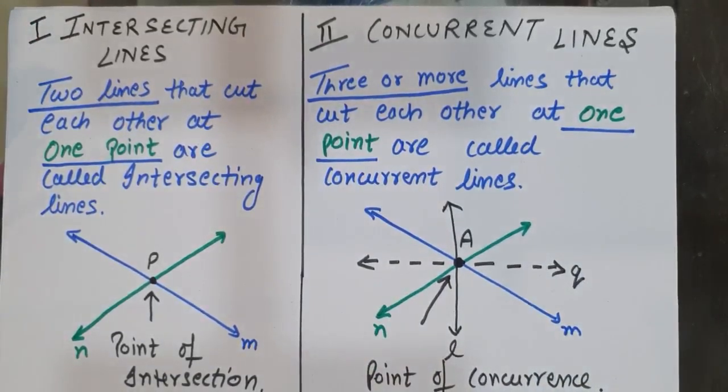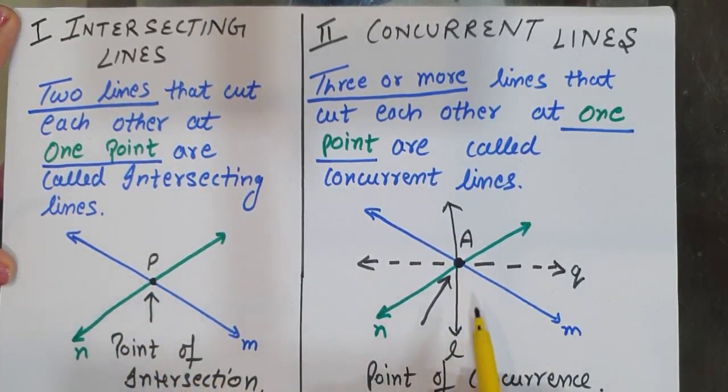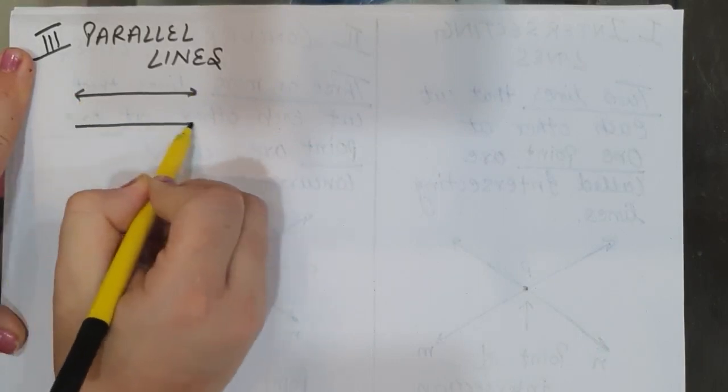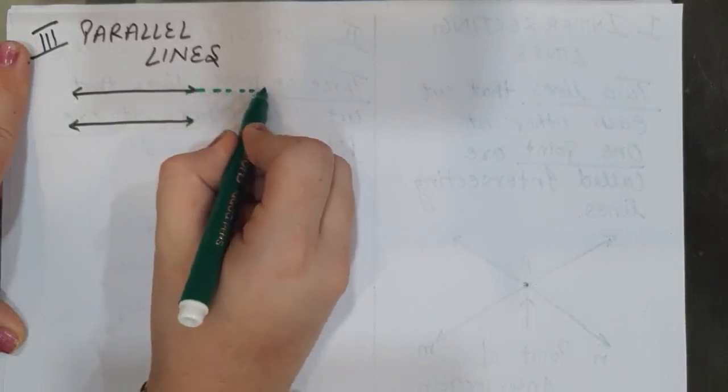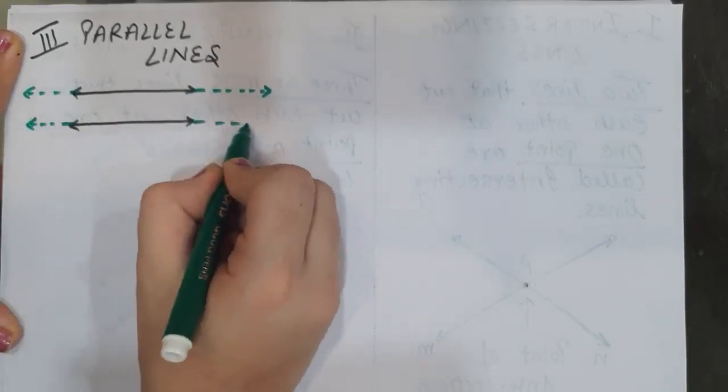Finally, where the intersecting lines are meeting is known as the point of intersection, and where the concurrent lines are meeting is known as the point of concurrence. Now let us move on to the third type of lines, which are parallel lines. Let us observe the following pair of lines to understand what exactly these are. Here I draw two lines. If I extend these lines, I see they do not meet each other.